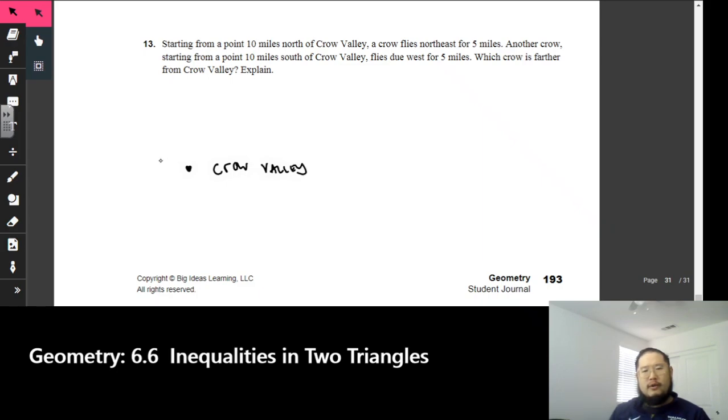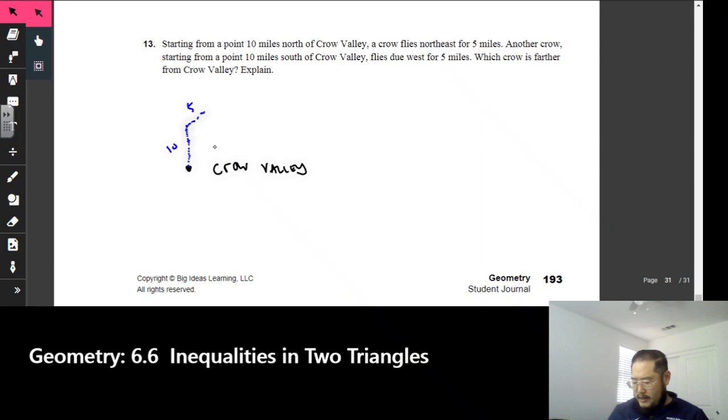And a crow flies north, starting point north 10 miles. So let's say here goes the crow, and it's going up right here. We'll say 10 miles. And then it goes northeast for 5. Let's make this a little bit longer. And so it goes northeast for 5, so that's going up to the top and to the right. And so we could say it went northeast 5.